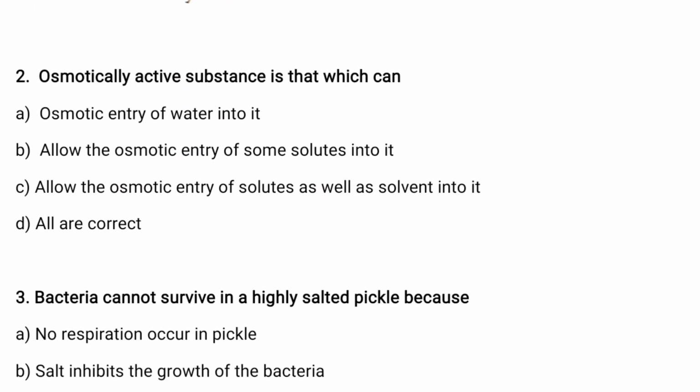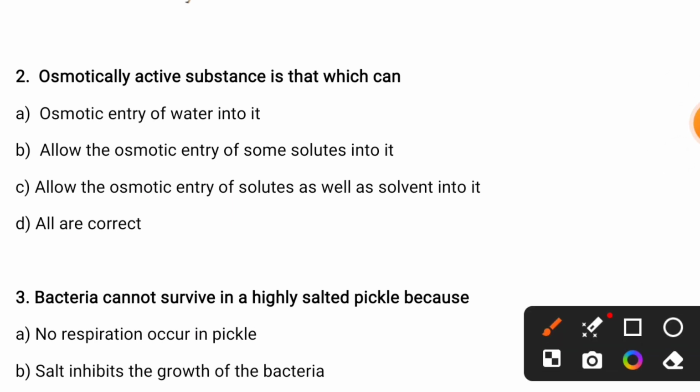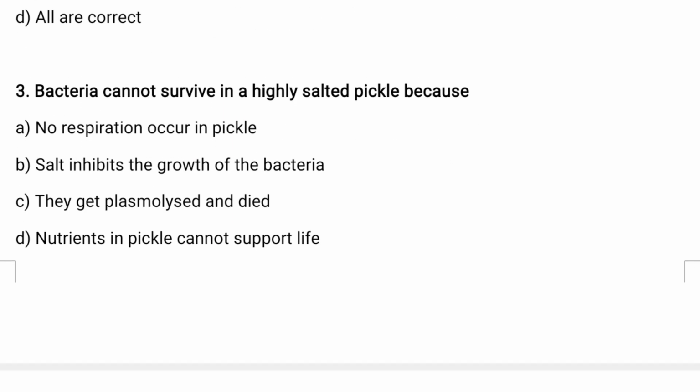Osmotically active substance is that which can allow the osmotic entry of water into it, allow the osmotic entry of some solutes into it, allow the osmotic entry of solutes as well as solvents into it, or all are correct. So the correct answer is the first one. It allows the osmotic entry of water into it. Let's see the next question.